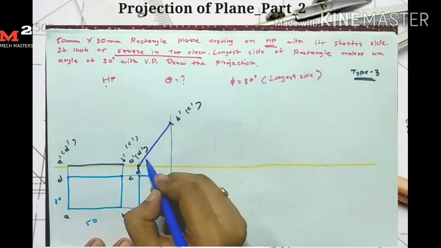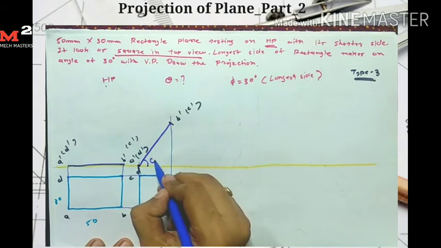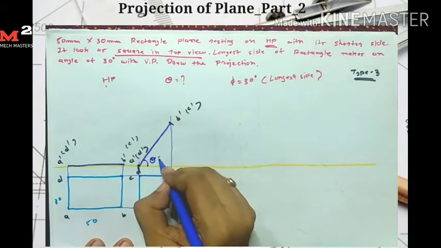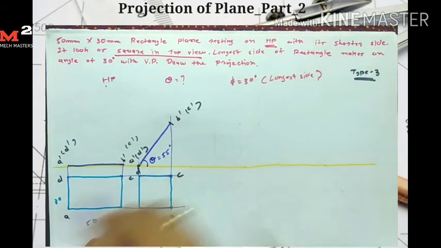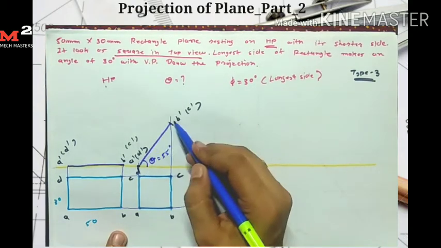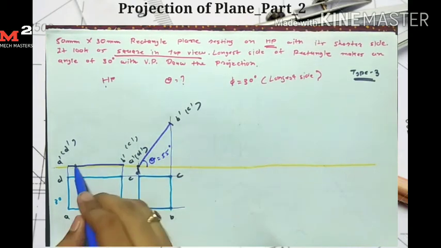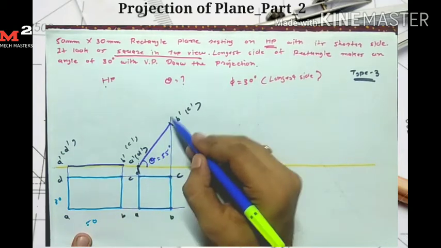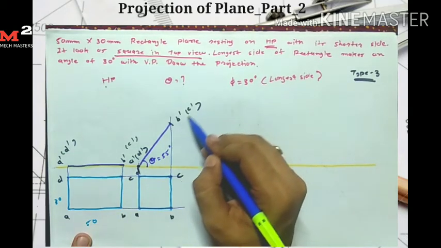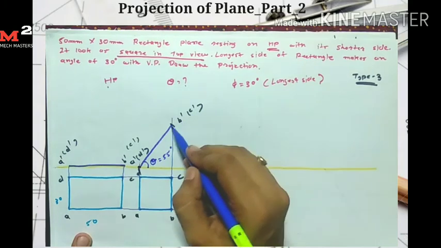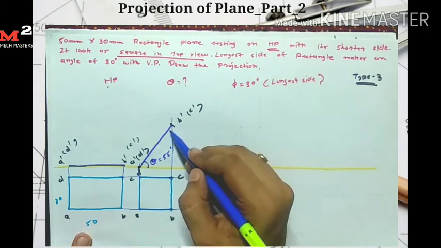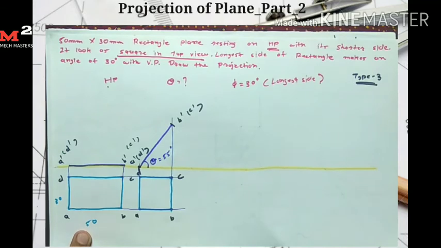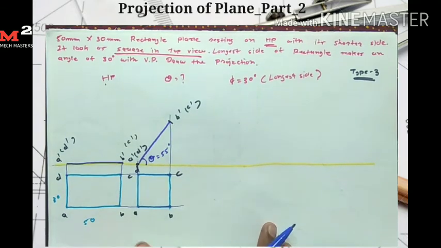The angle made by this line is theta, and if I measure it, this angle is 55 degrees. Here the length is constant; this length and this length are the same. So we take 50 mm as the distance and, with A as the center, draw the arc, and we get our B dash and C dash points, because the distance between A dash and B dash is equal to 50 mm. In this way we draw the front view and top view for the second stage.